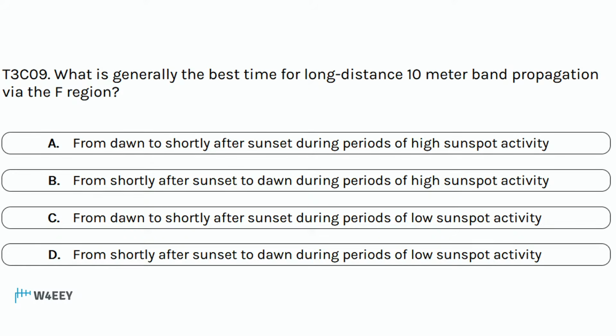And what is generally the best time for long-distance 10-meter band propagation via the F region? Alpha. So it's going to be during the daytime, from dawn to shortly after sunset, and we want high sunspot activity, so indeed Alpha.